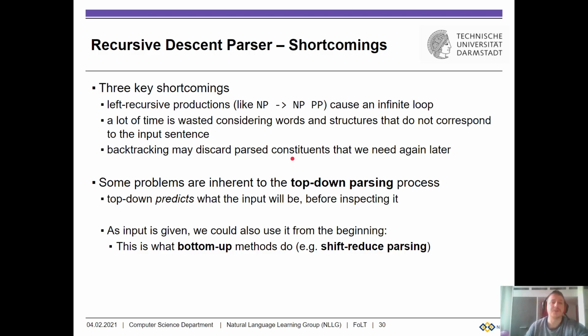So what are the shortcomings of the recursive descent parser? One problem is left recursive productions. What does left recursive mean? Well, first, a recursive production is where the same symbol appears both on the left and the right of the arrow.